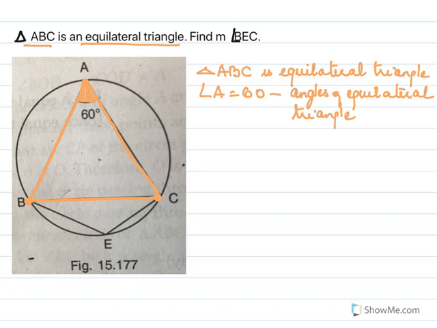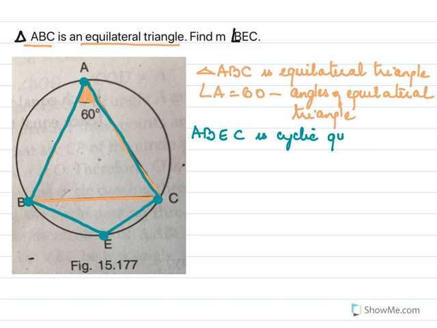Now let's see if we can spot a cyclic quadrilateral. We have A, B, E, C. All of them are on a circle. So A, B, E, C will be cyclic because the four vertices are on a circle. So A, B, E, C is a cyclic quadrilateral.